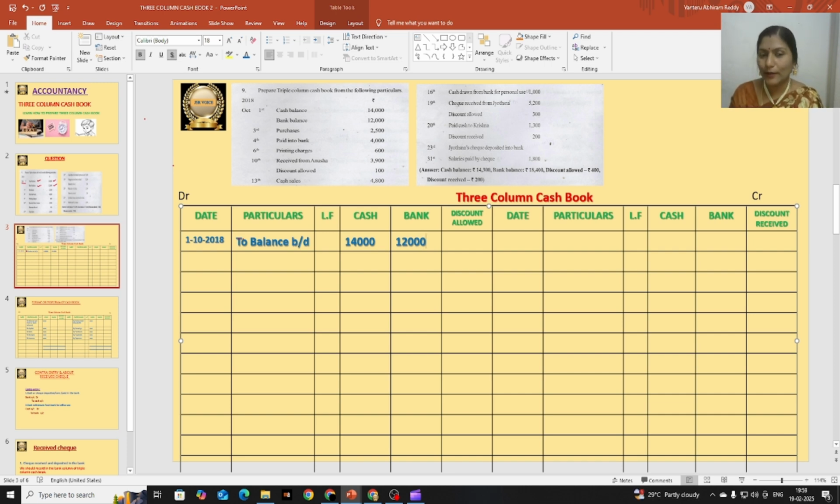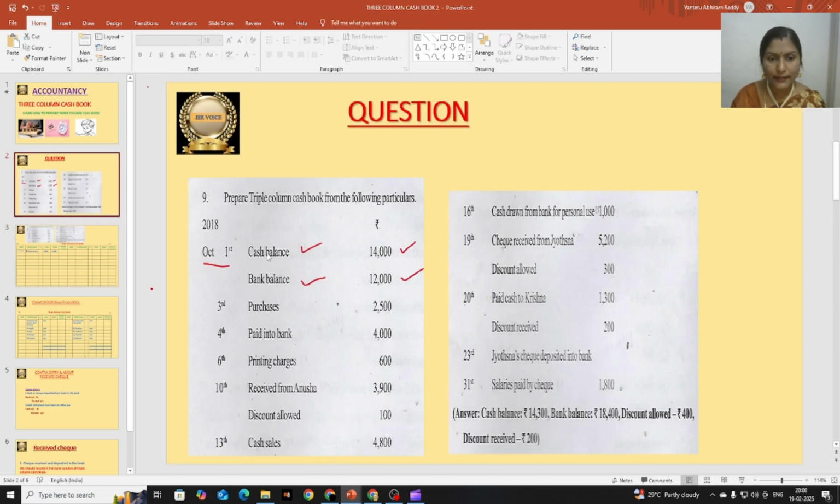So I recorded the opening balance on the debit side because those are favorable balances and those are assets. So all assets are having debit balance. So we should write on the debit side only. I recorded both on the debit side by mentioning "to balance brought down." Okay. So next item. Let us go to the question again.